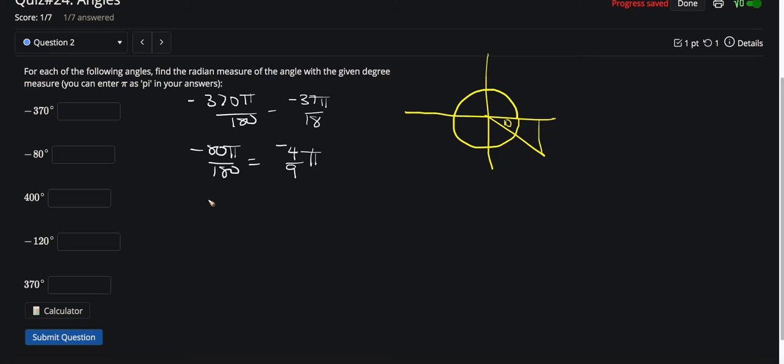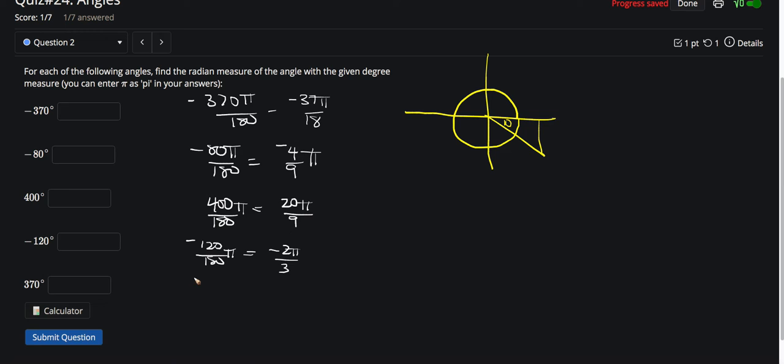Again, this is a supposition. 400 degrees should be no big deal. 400 over 180 with a pi. And that's going to reduce to 40 over 18, 20 over 9, 20 pi over 9. And negative 120 over 180 with a pi. That's a negative, what? 6 goes into 12, 2, okay, negative 2 pi over 3.